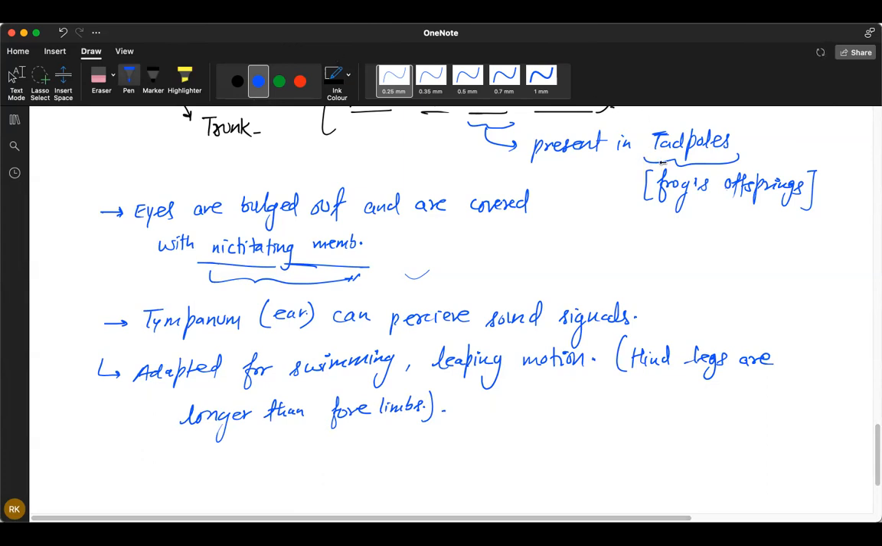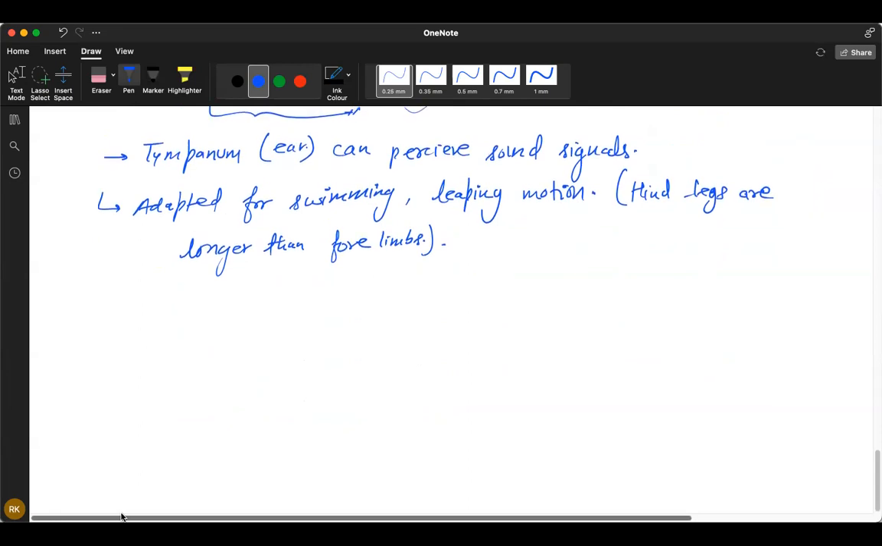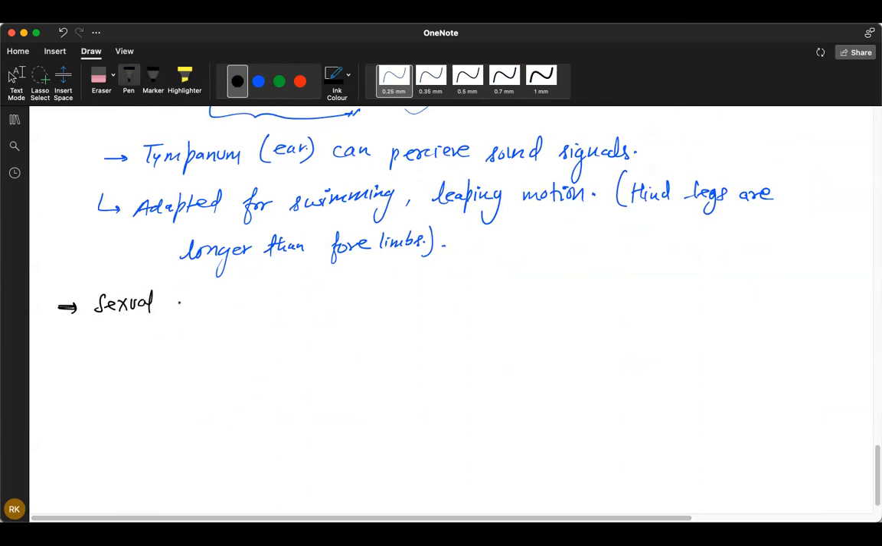Perfect. Now there is a concept of sexual dimorphism. Does anyone know what sexual dimorphism is? So frogs do show sexual dimorphism. Di means two, morphism means two kinds of morphology. So sexual dimorphism means that males look different from females. And how do they look different from females? Anyone knows?